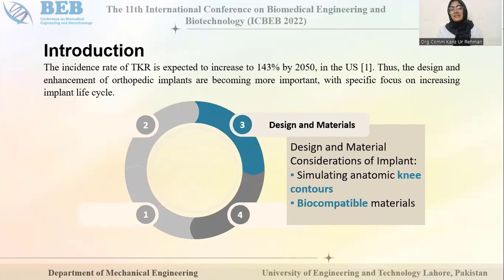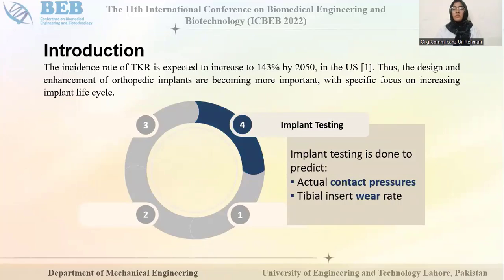Specifically in this research, we will be focusing on the wear of the tibial insert. To understand that better, as designers, our focus is primarily to simulate the anatomic knee contours of the computational model as closely as possible, and also to study the biocompatibility of materials. But in this research alone, we will be only focusing on the anatomic accuracy of the CAD model.